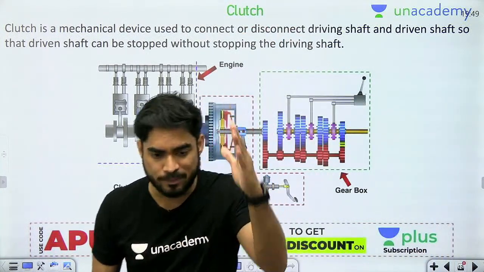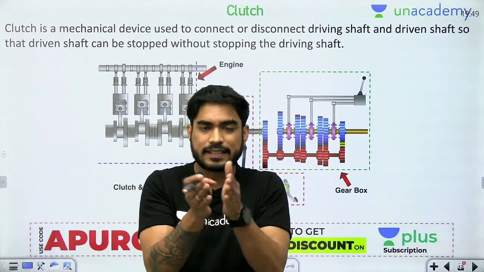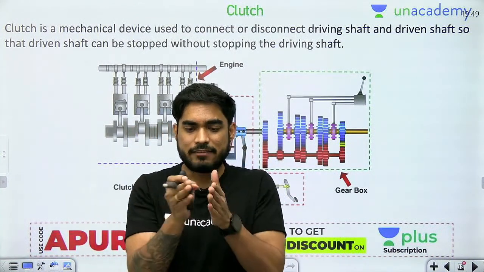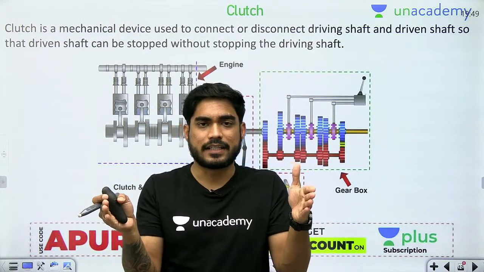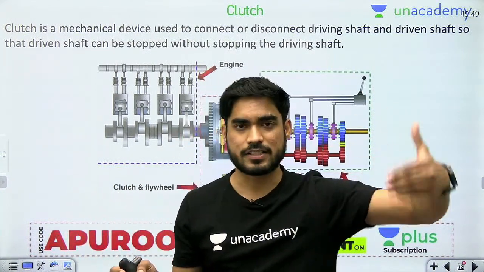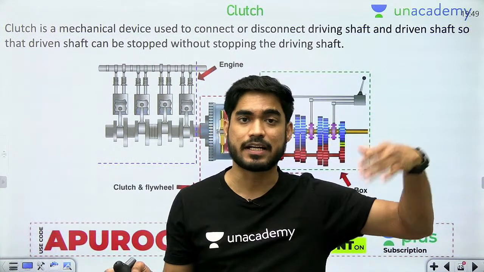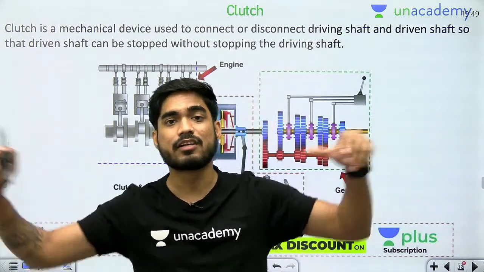So beta, what will be the use of clutch? If you want to stop the driven shaft, just disconnect the clutch. So the driving shaft and driven shaft will be disconnected. The driving shaft will be continuously moving, meaning the engine will be continuously running, but your wheels will be stopped.